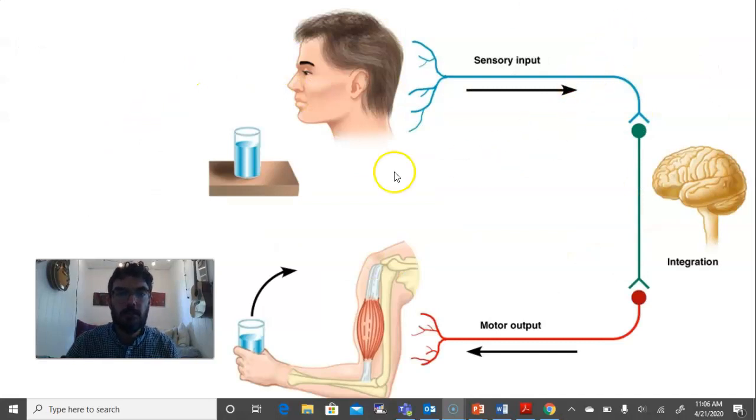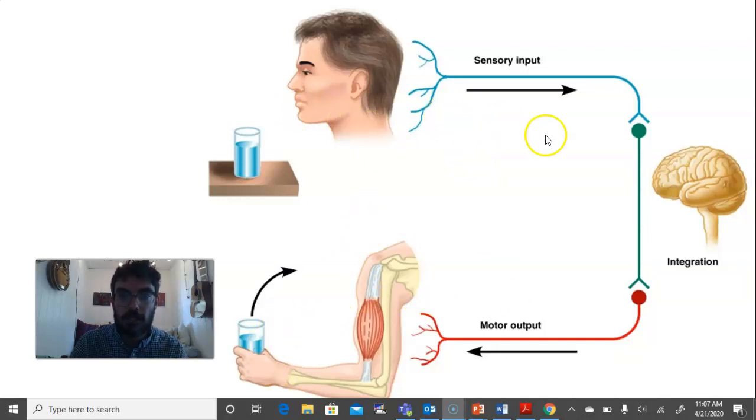Let's take an example. Strikingly, I don't know where he's looking because his glass of water is down here, but let's say he's looking at a glass of water. His eyes are going to send some sensory input through to the brain. And so these nerves are going to carry the sensory input to the brain. And then it's the brain's job to integrate the sensory information. Now, integration is an important word here because, yes, his eyes are sensing that glass of water, but the next moment he's going to need to reach for that glass of water.